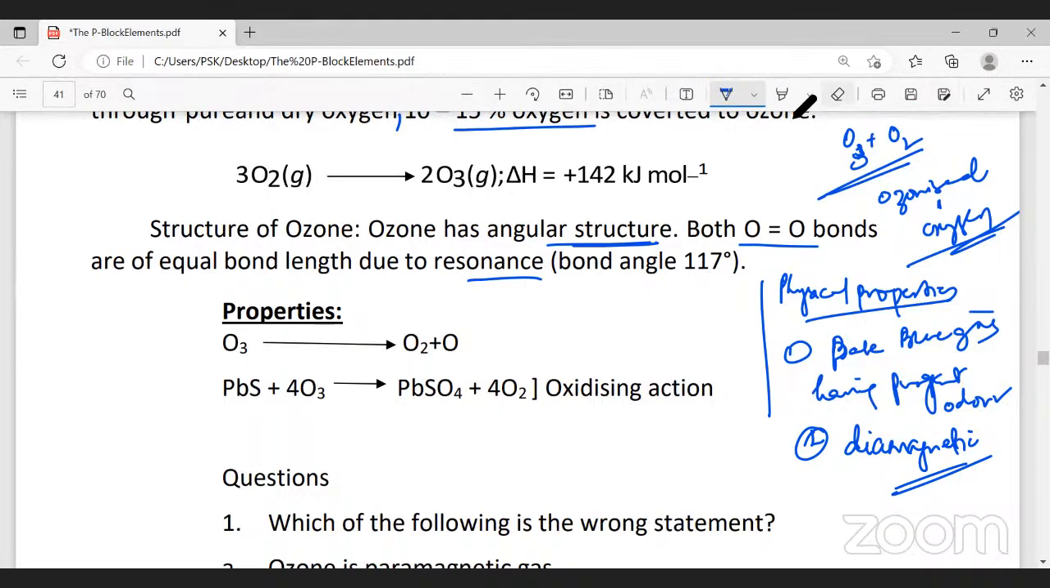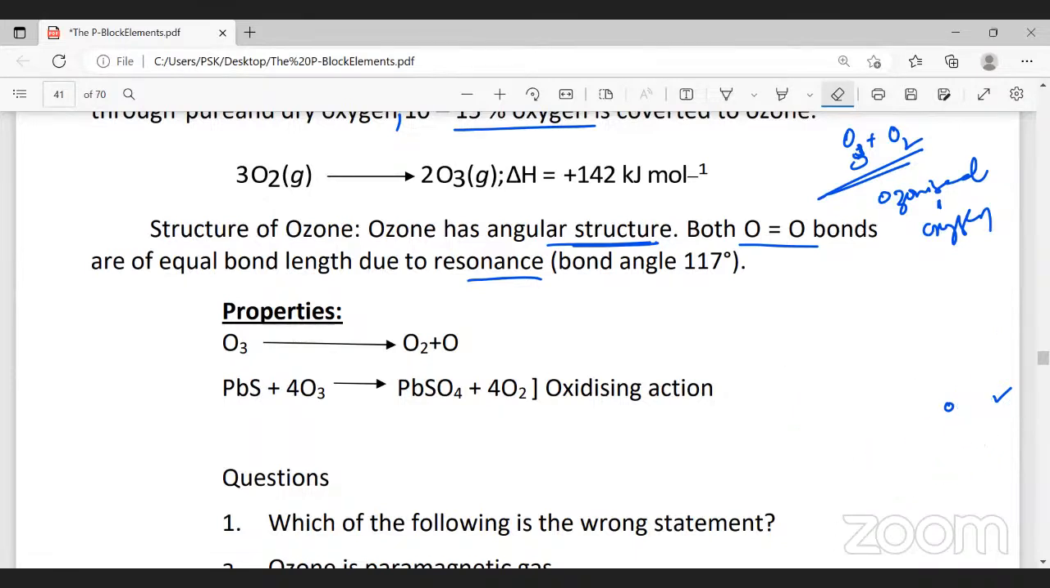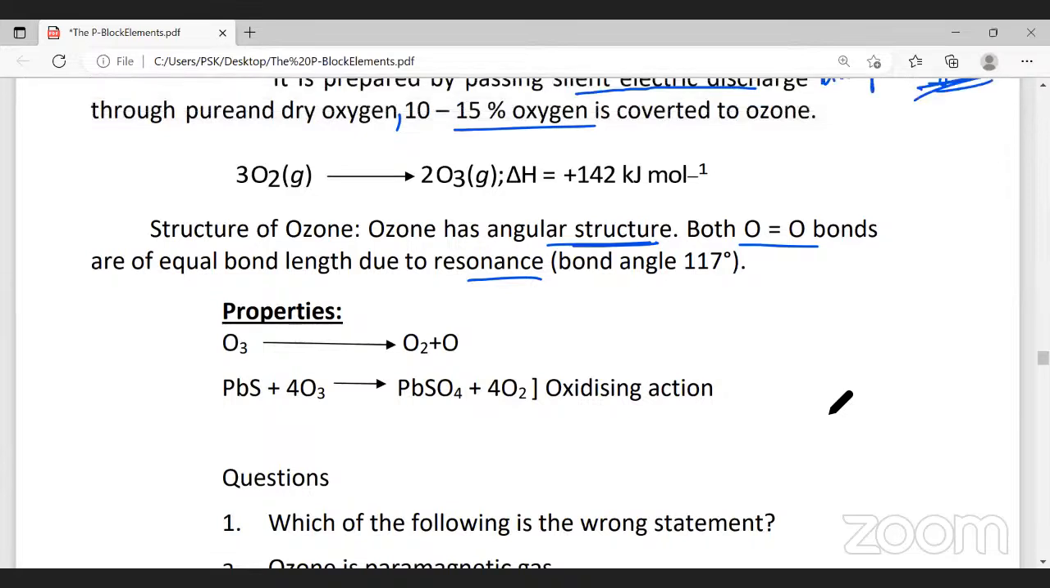Chemical properties of ozone. What are the chemical properties of ozone? We will learn a few chemical properties of ozone. And then we'll go for sulfur also today. Time permitting, we will do it. Now, chemical properties. The first property is decomposition.